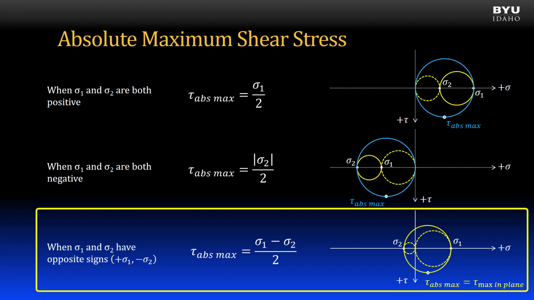When sigma 1 and sigma 2 are opposite signs, the circle for the xz and yz planes are inside the circle for the xy plane. Thus, the absolute max shear stress is equal to the max in-plane shear stress.